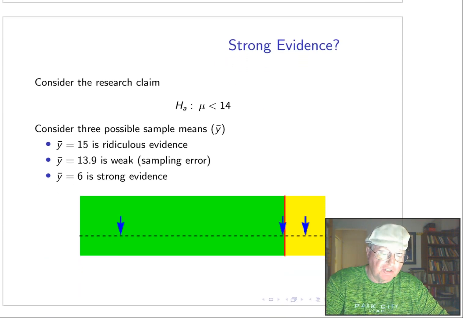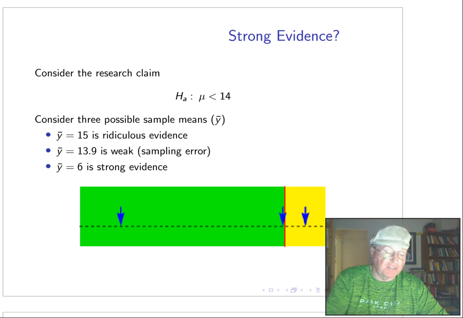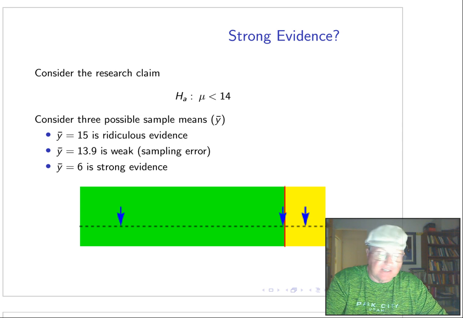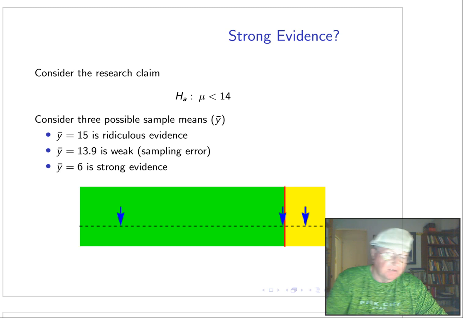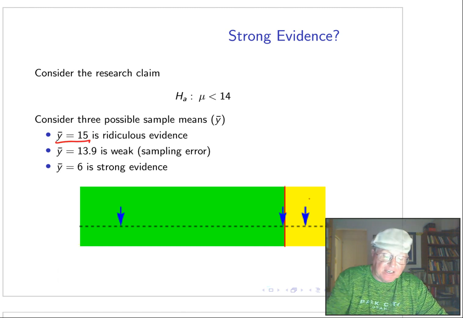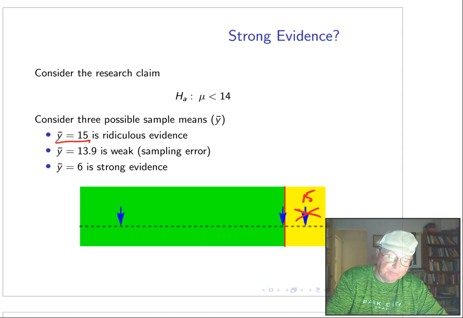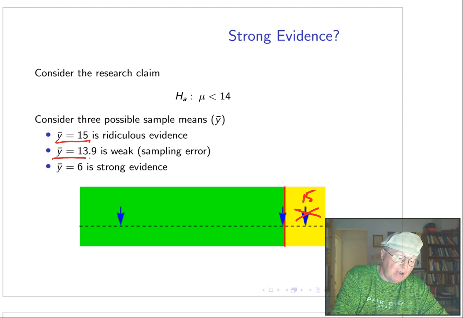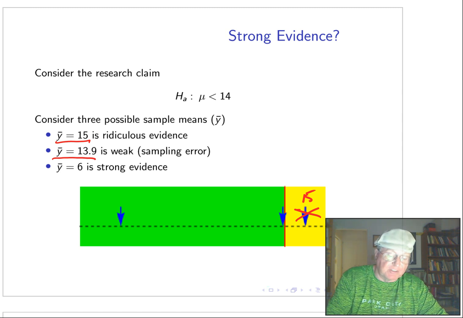So what constitutes strong evidence? Well, consider the claim that the mean is less than 14. Let's look at a set of different sample means and see if they indicate strong evidence. Well, the first one, 15. That can't be strong evidence. That's not even less than 14. So that's ridiculous evidence. How about 13.9? Well, it's certainly less than 14, but only by a tiny little bit.